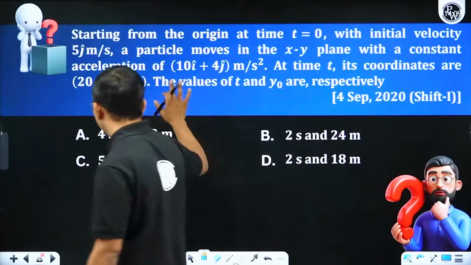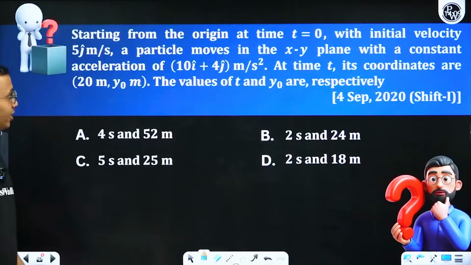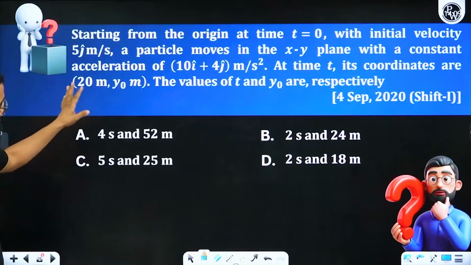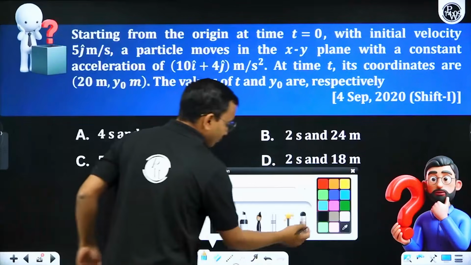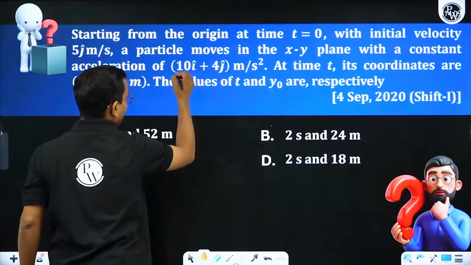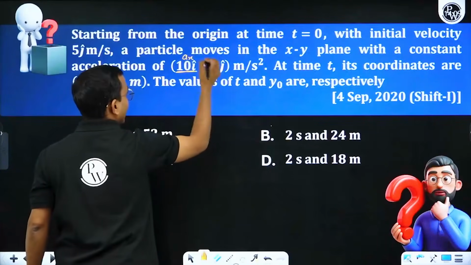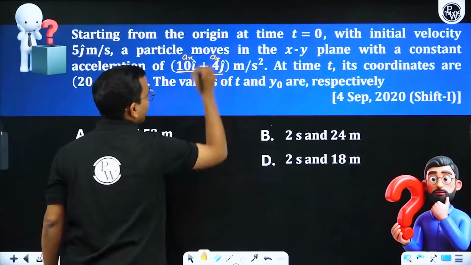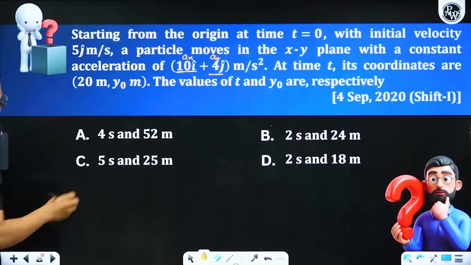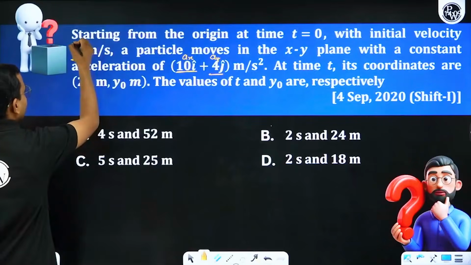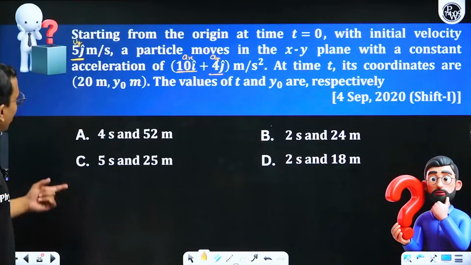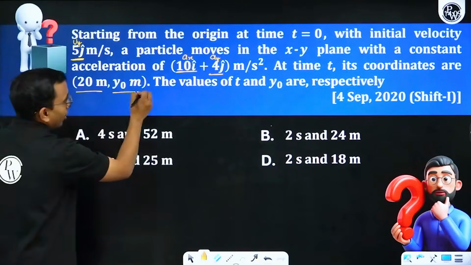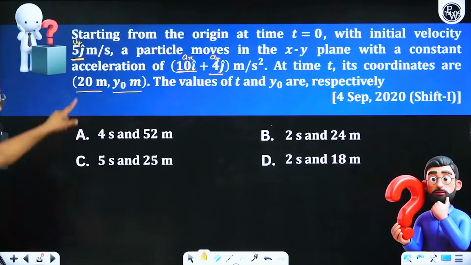Okay, let us read this question. You will understand more in a much better way here. Starting from the origin at t equals 0, with initial velocity 5j meter per second, a particle moves in the xy plane with a constant acceleration of this. Now here, this is my ax, 10. This is my ay, 4. And initial velocity is only along y-axis. This is my uy. What is ux? ux is 0. At t, its coordinates are 20 comma y naught. I need to find what is t and y naught. So the x coordinate becomes 20.